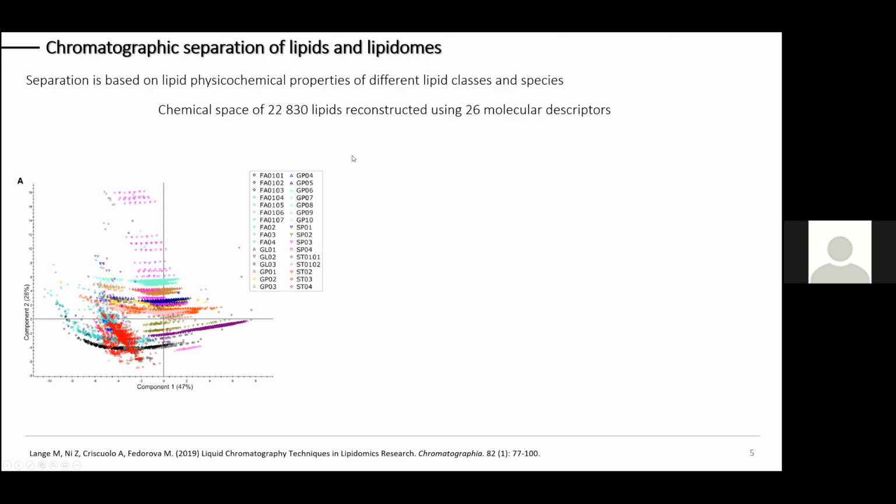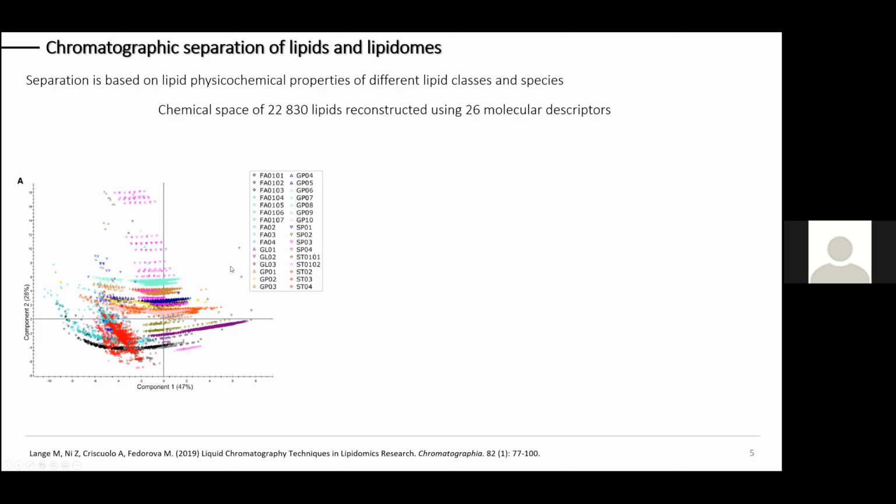And here we made an illustrative exercise to see how these physical chemical properties, described by 26 molecular descriptors, can classify or cluster different lipids. So we took from the database around 23,000 lipid structures and calculated 26 molecular descriptors for each of them, and then performed principal component analysis to see how they would be distributed.